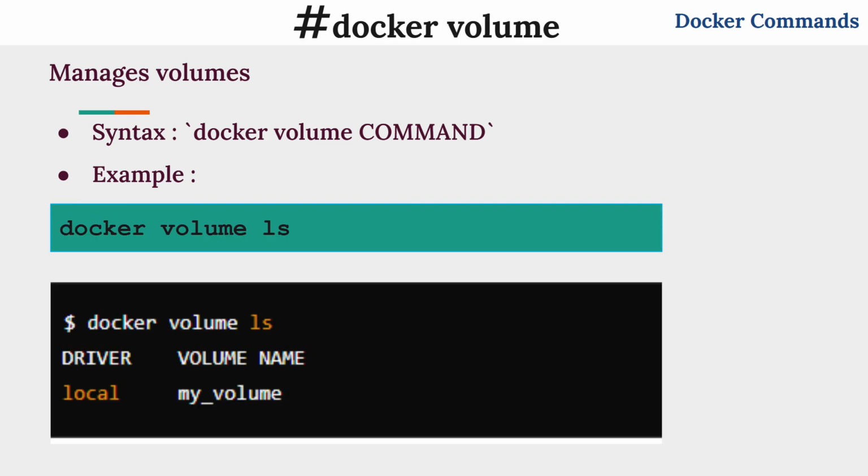Options are additional options to modify the behavior of the command. Command is the specific subcommand to execute, such as create, ls, inspect, etc. Arg is arguments or parameters specific to the subcommand being used. Mastering the docker volume command is crucial for effectively managing persistent data in Docker containers. Whether you're creating, listing, inspecting, removing, or pruning volumes, these commands enable you to maintain data integrity and efficiently manage resources within Docker environments. Let's see the next command.